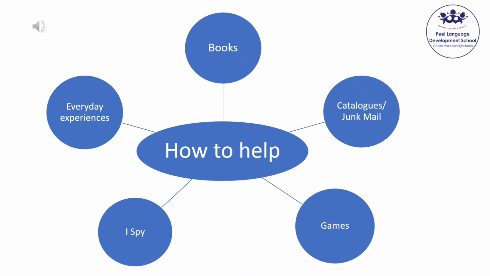Junk mail or catalogues. Although there's not too much of these days, Aldi, Woolworths and Coles are my current go-tos for catalogues. This is a great activity. Children can cut out pictures, sort them into groups, such as things you can eat, things you can wear, things that are round, things that go in the fridge, for example. You can also compare items and see how they are the same or different.